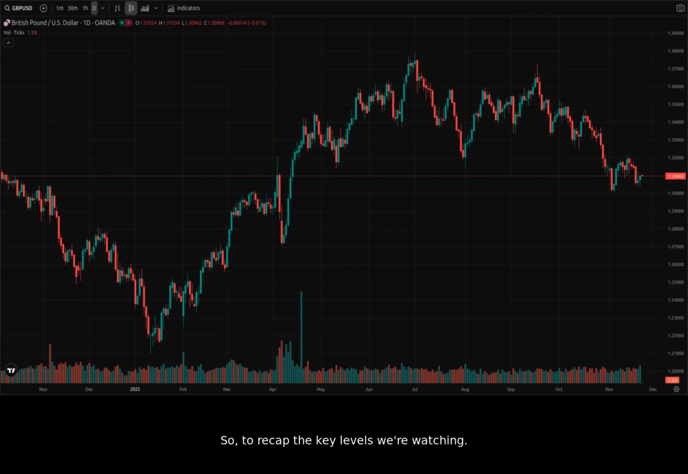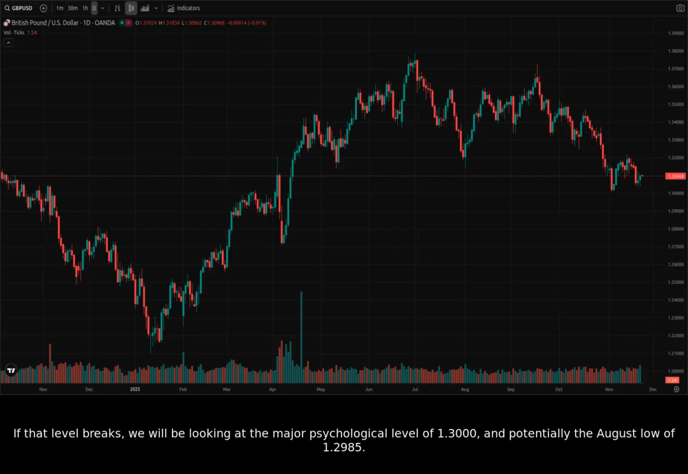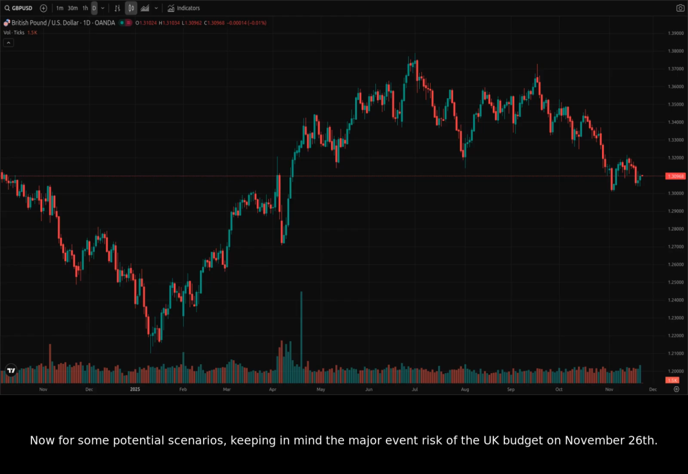So, to recap the key levels we're watching. Immediate resistance is the old support zone of 1.3140 to 1.3150. A break above that would target 1.3200 and then 1.3250. Immediate support is the recent low around 1.3040. If that level breaks, we will be looking at the major psychological level of 1.3000 and potentially the August low of 1.2985.